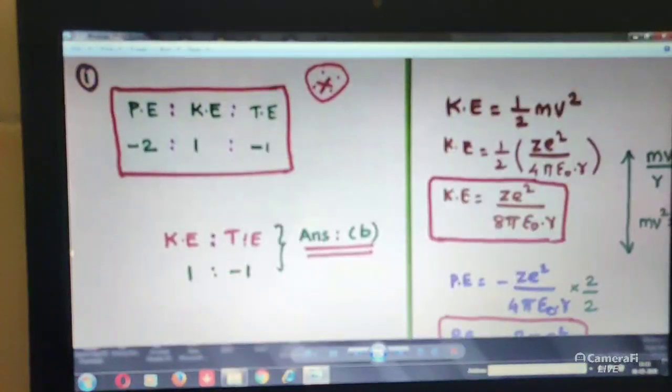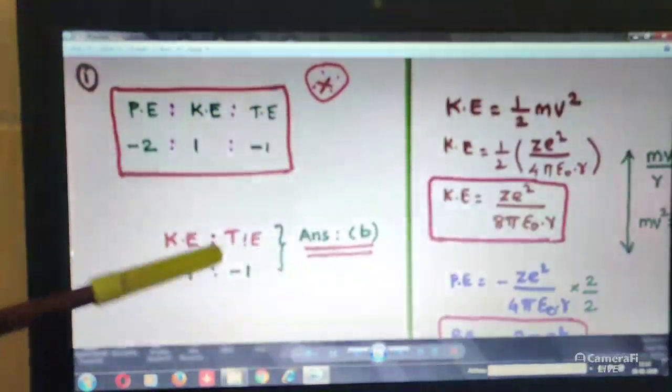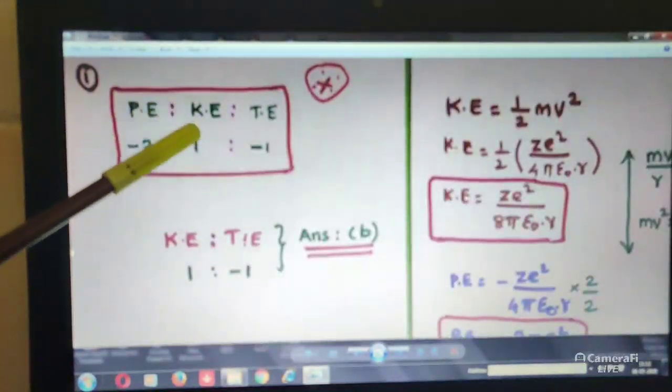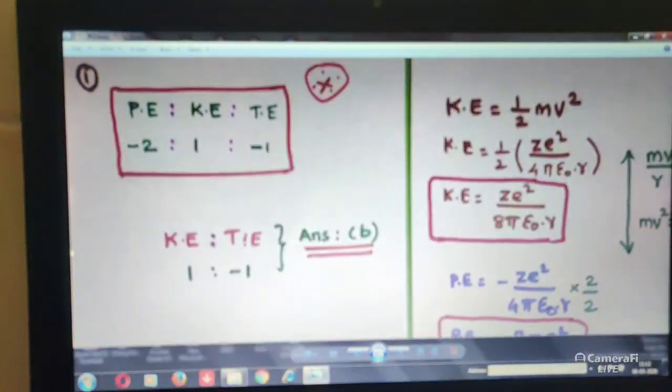In this question they are asking the ratio of kinetic energy and total energy of the electron in the hydrogen atom. So kinetic energy is 1 time, total energy is minus 1 time. This is the answer. Maybe they can ask the relationship between potential energy and kinetic energy, or potential energy and total energy, in any way it is possible to ask. I hope you understood this question. Next, let's go for the second question.